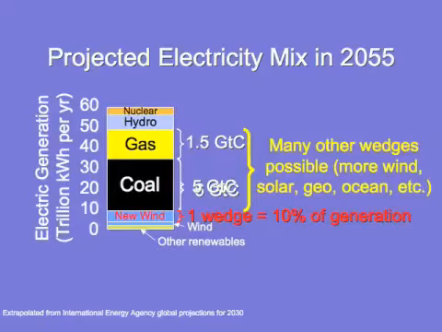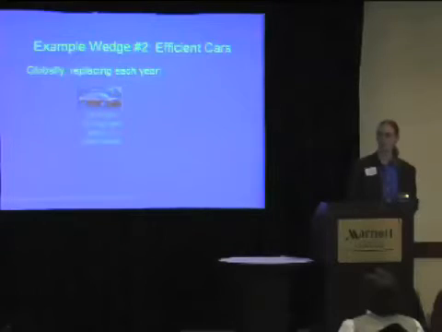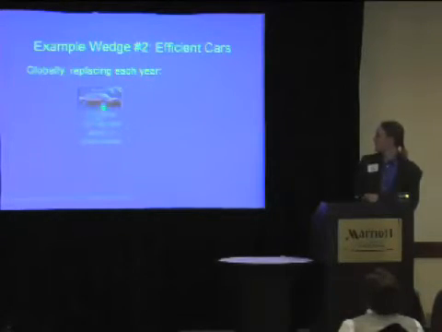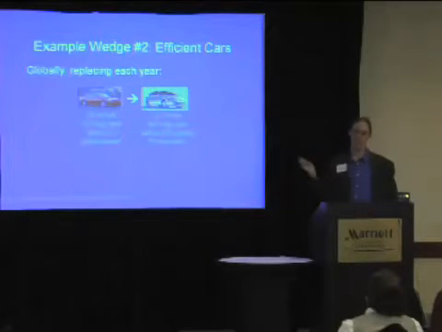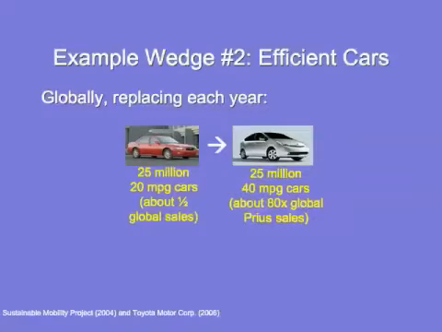Okay, so the second example I wanted to go through is what does a wedge of efficient cars look like? And I mentioned that a couple of slides back. What that would mean is replacing about half of the current global sales of automobiles from a 20 mile per gallon car with a 40 mile per gallon car represented by the current generation of Priuses, which is 80 times the current Prius sales worldwide. That's every year for 50 years.